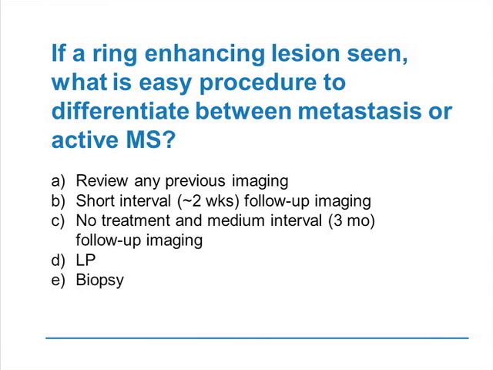Here's the next question. If a ring-enhancing lesion is seen, what is an easy procedure to differentiate between metastasis or active multiple sclerosis? A, review any previous imaging. B, a short interval follow-up, for example, about 2 weeks. C, no treatment and medium interval follow-up, maybe about 3 months. D, a lumbar puncture. Or E, biopsy.